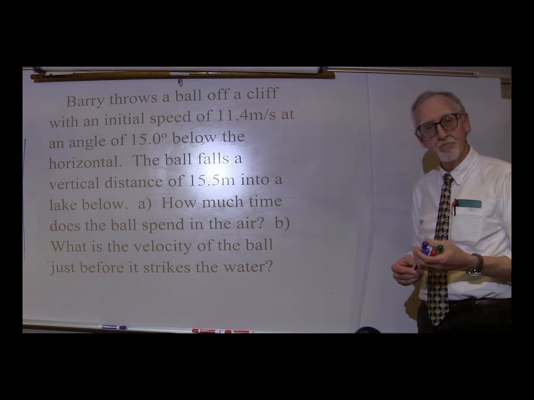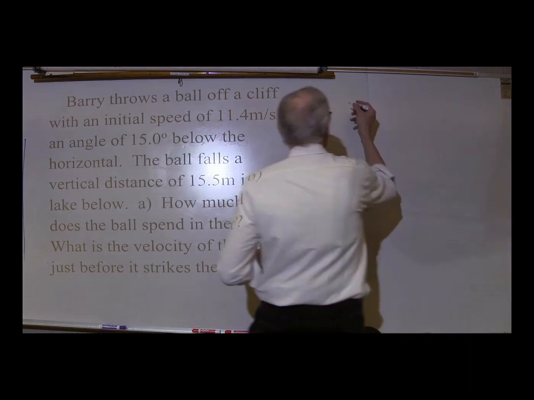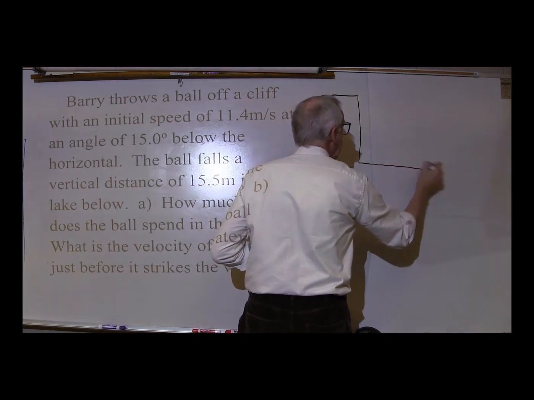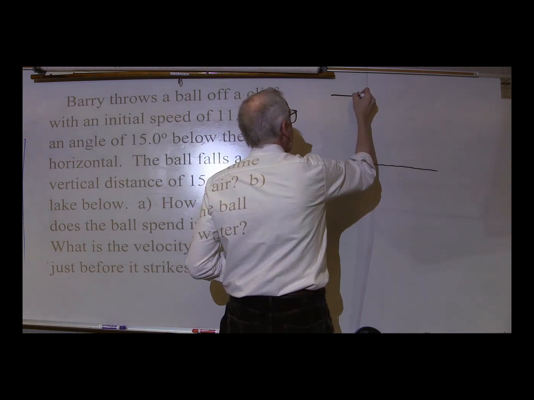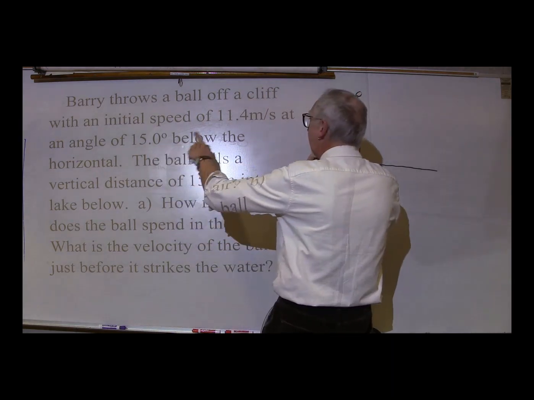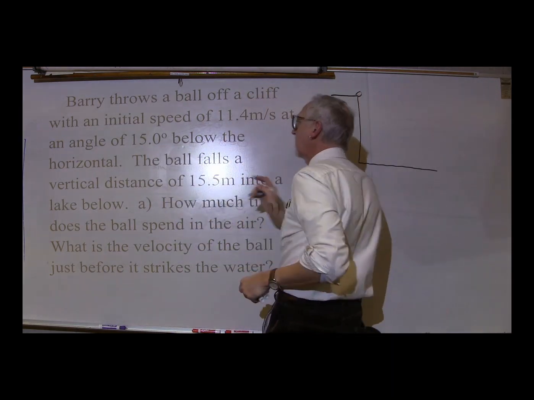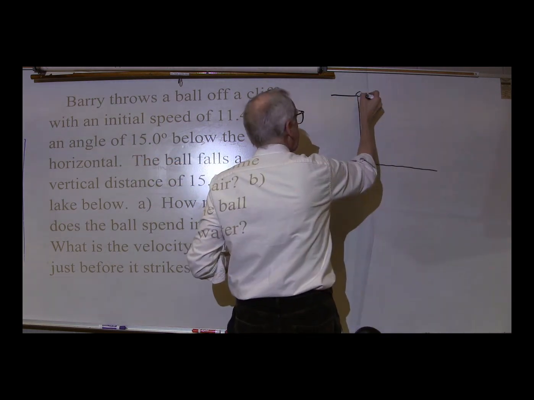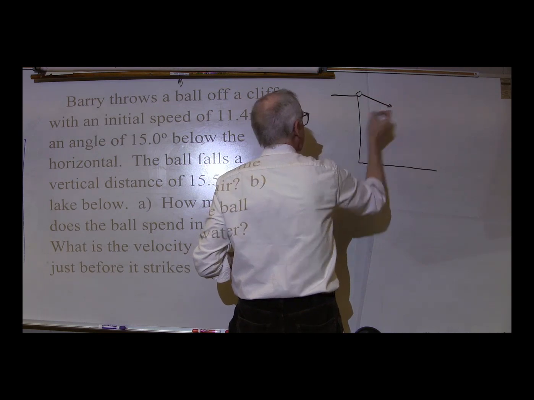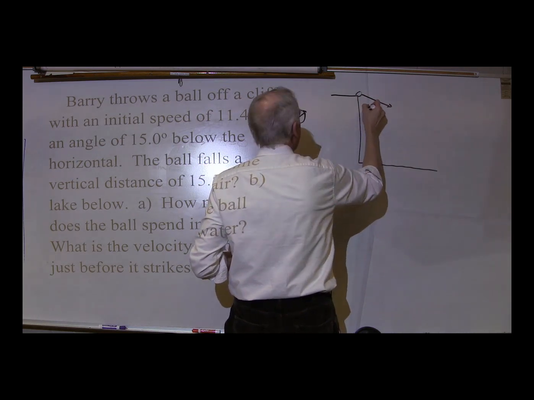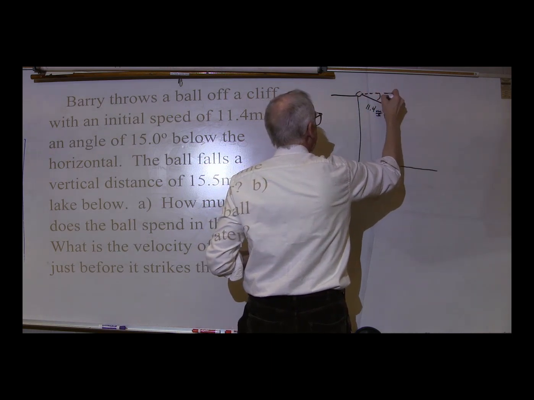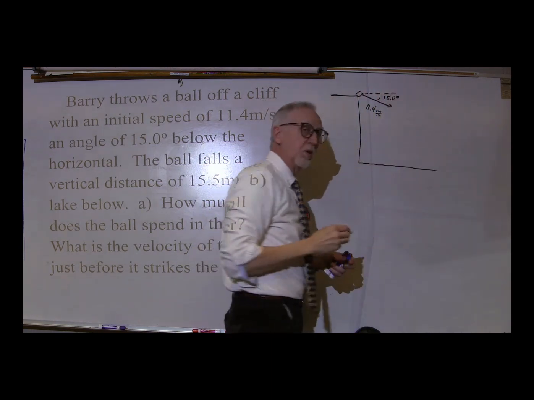All right, so let's draw a diagram. Here we've got a cliff and the lake below. The ball now is being thrown at 11.4 meters per second, but at 15 degrees below the horizontal. So the ball is being thrown downwards like that. 11.4 meters per second at 15 degrees below the horizontal.